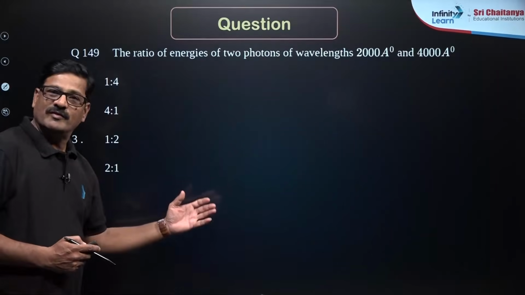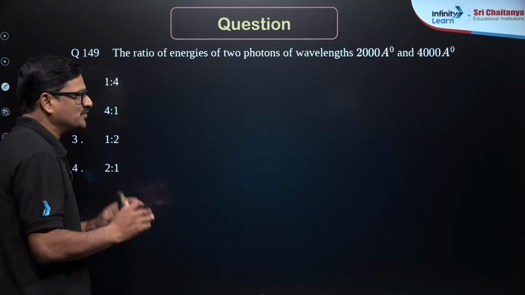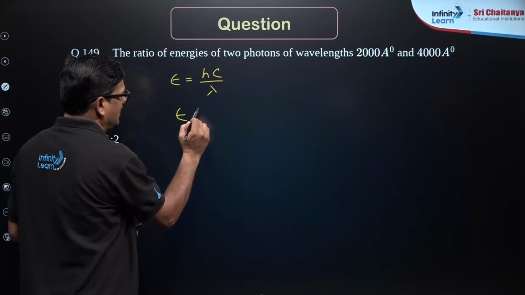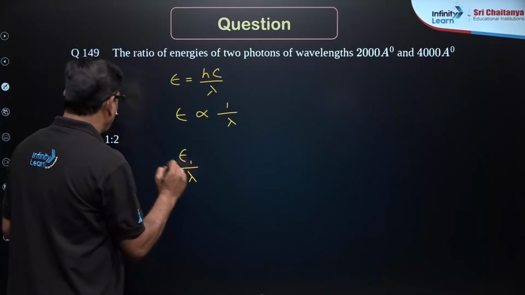Moving ahead, here it is a quantum theory question. So the energy of the two photons, E is equal to hc by lambda. E is inversely proportional to lambda, E1 by E2.